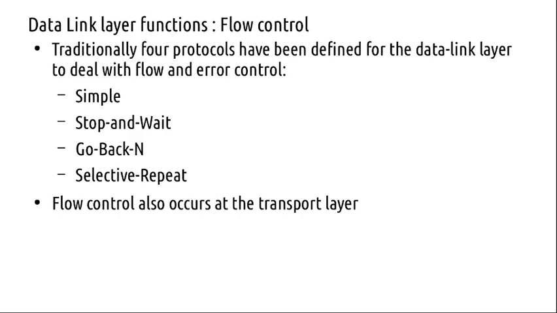So there are 4 protocols. Traditionally these are described as the simple protocol, that is without any flow control. Then there is stop and wait flow control, and the last two, go back and selective repeat, are sometimes together classified as sliding window protocols. We'll deal with the first 2 protocols today. Flow control, as already mentioned, happens at the transport layer.